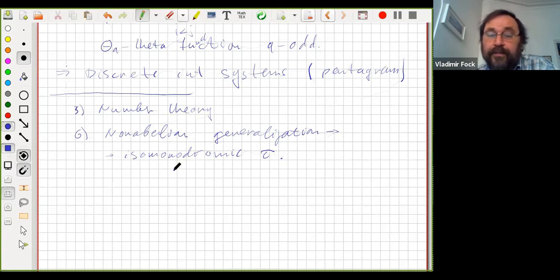For loop groups of higher rank, there is no nice formula for the central extension of the group. There are some formulas, but it's very hard to work with them and to study them. But I hope that it's doable, and it's one of the subjects which I'm trying to figure out now.